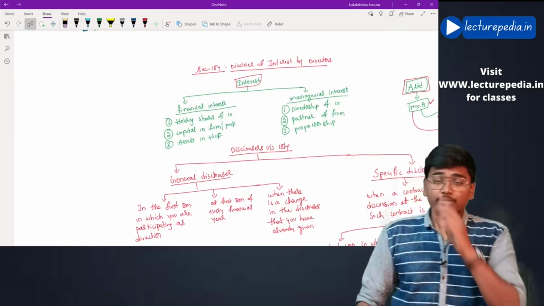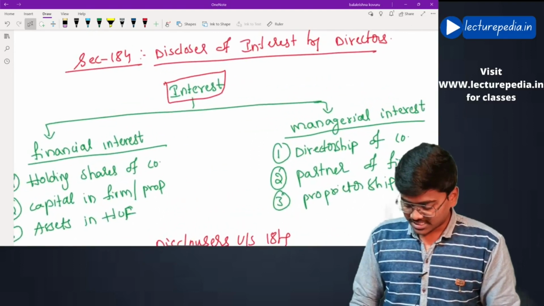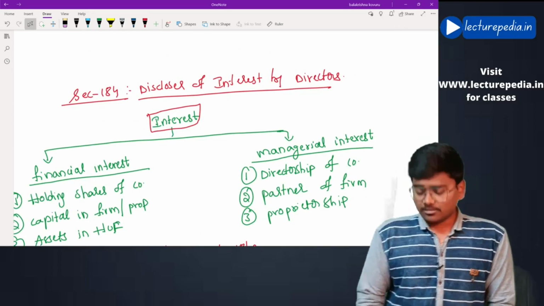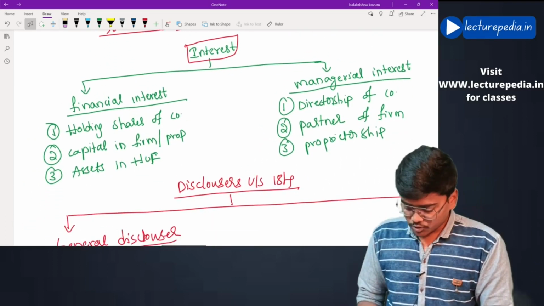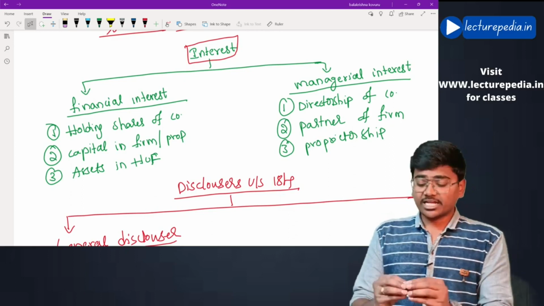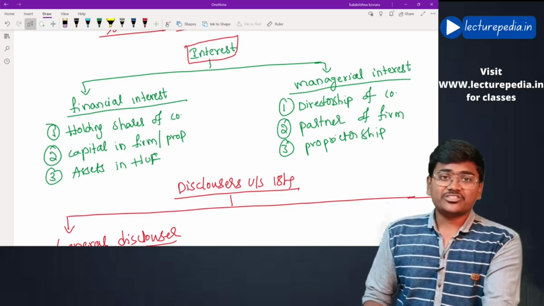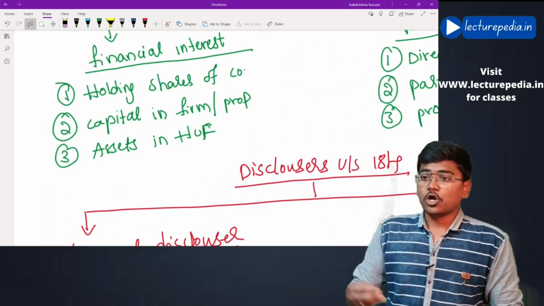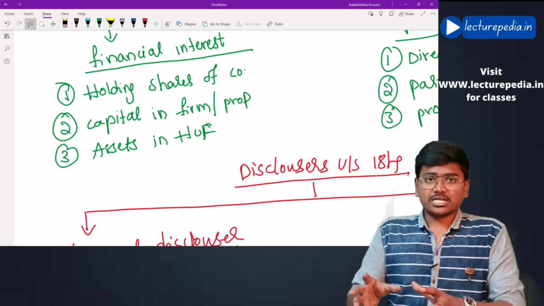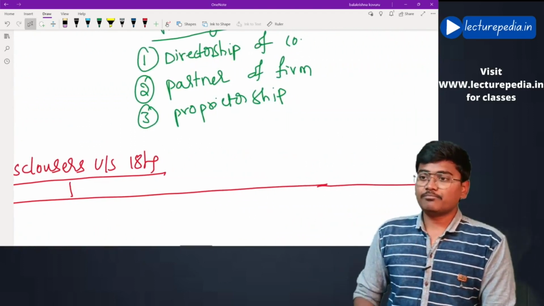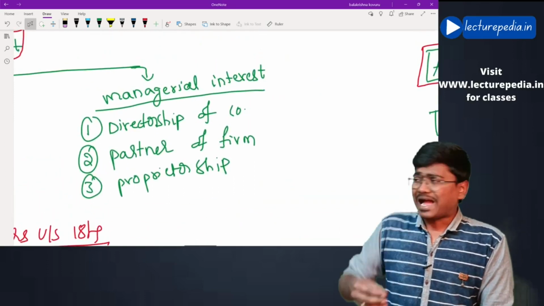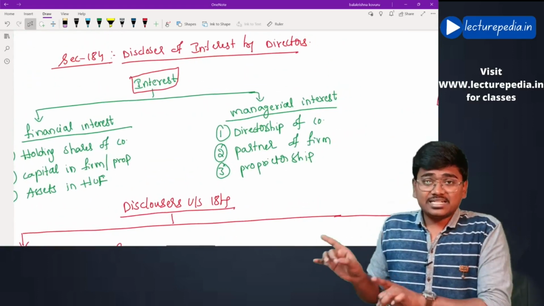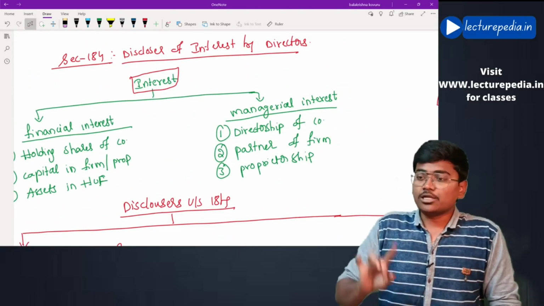Moving to section number 184, that is various disclosure requirements of interest by directors. Basically, what would be the types of interest that the director might possess? There can be 2 types of interest. One is financial interest, one is managerial interest. Financial interest means holding any shares in the company or any capital in partnership firms. Those types of interest would be known as financial interest. And managerial interest means acting as director or acting as partner would be known as managerial interest. Such interests must be disclosed by the director to the company.